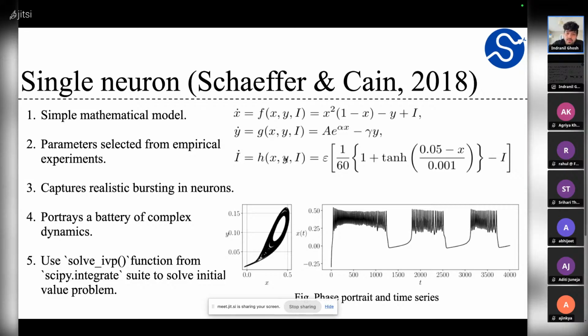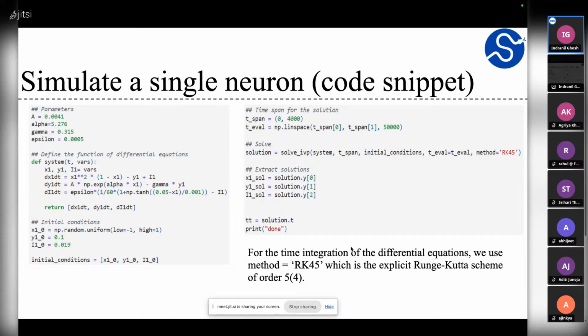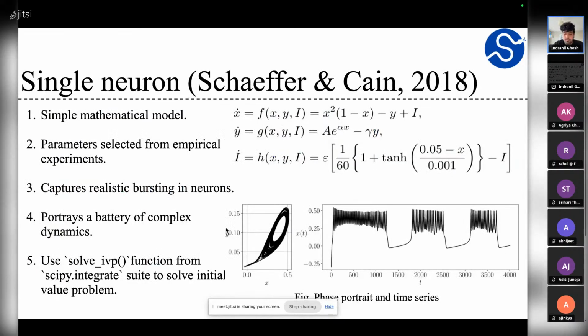When you run the simulation, it creates synthetic data, right? So I'm not talking about data that you collect from experiments. Here I'm just going to talk about synthetic data. So when you run the experiments, you have the voltage data that you plot against time, and that's how you get the time series. And you can also plot the voltage against the recovery variable, and that will give you the phase portrait. In dynamical systems research, these are the 2 most important plots that you will come across all the time. So this model captures realistic bursting in neurons. It portrays a battery of complex dynamics.